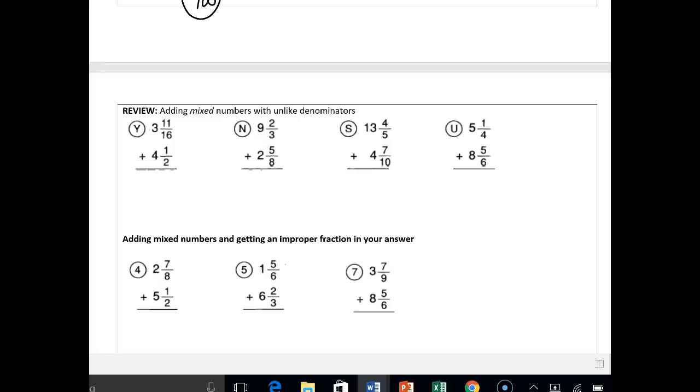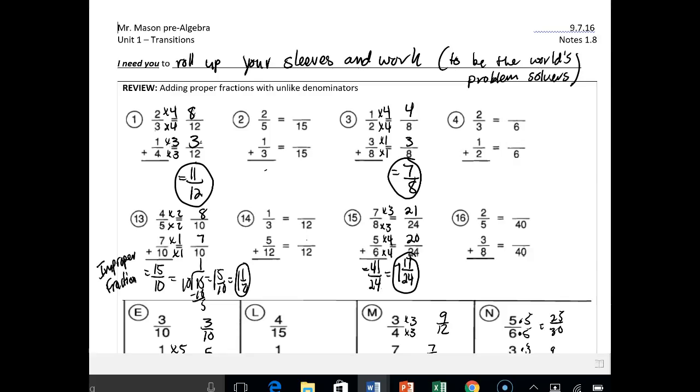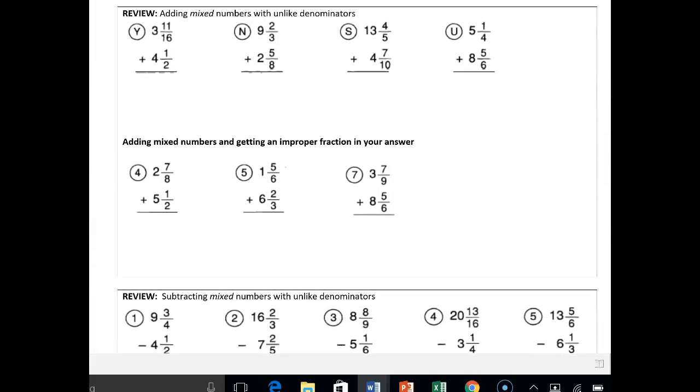This morning and this afternoon we're going to be working with adding mixed numbers with unlike denominators. Yesterday hopefully you finished these notes, 1.8. Today we're just doing the back side, which is notes 1.8 but just on the back side of it.